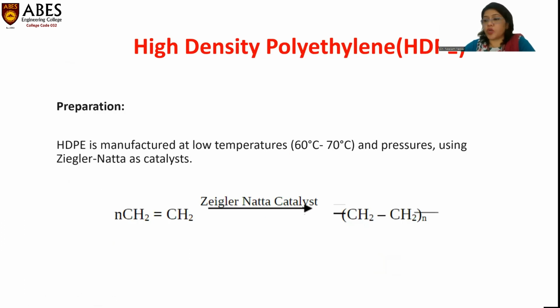Next, we are coming to high density polyethylene. During the manufacturing process of high density polyethylene, low temperature is maintained and it occurs at low pressure. The catalyst used is the Ziegler-Natta catalyst. So when ethylene molecules undergo preparation for high density polyethylene, the temperature and pressure are maintained low, and the Ziegler-Natta catalyst results in the formation of HDPE. This is high density polyethylene.